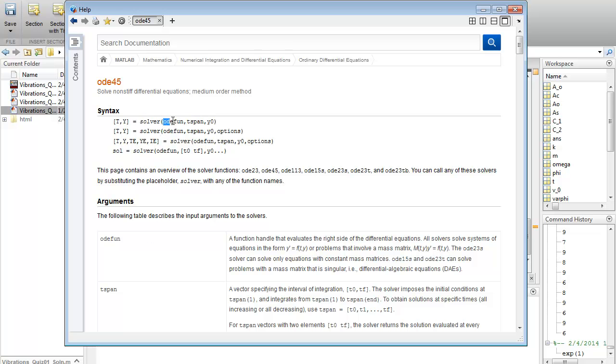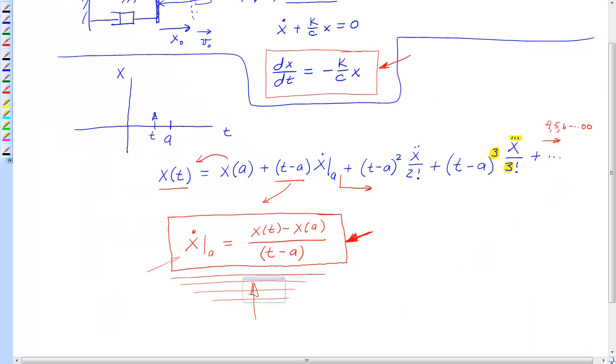This one is ODE function. It says a function that evaluates the right side of the differential equations. Let's take a look at this and see. Okay, it evaluates the right side of the differential equation. Now, what was that in our case? In our case, that's going to be this. This is the right side of our differential equation. So we're going to keep that in mind.